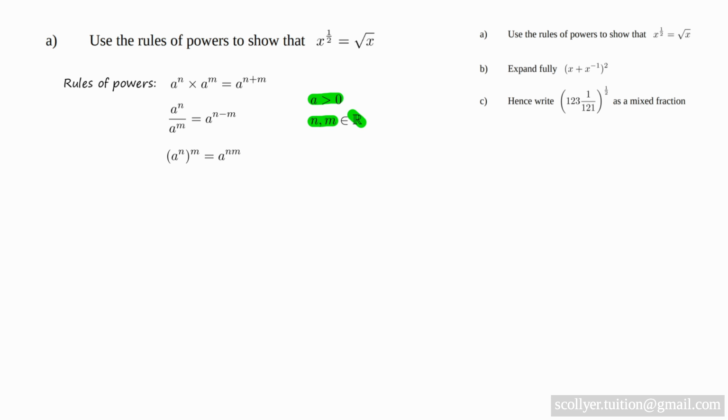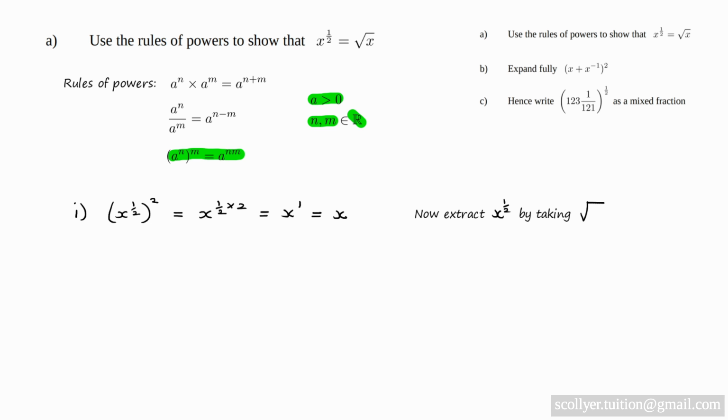In the first approach, we will use the power of a power rule. And we consider x to the power of 1/2 squared, which by the power of a power rule becomes x to the power of 1/2 times 2, which is x to the power 1 on multiplying 1/2 by 2, which of course is simply x. And this gives us an equation involving x to the power 1/2, which we must solve.